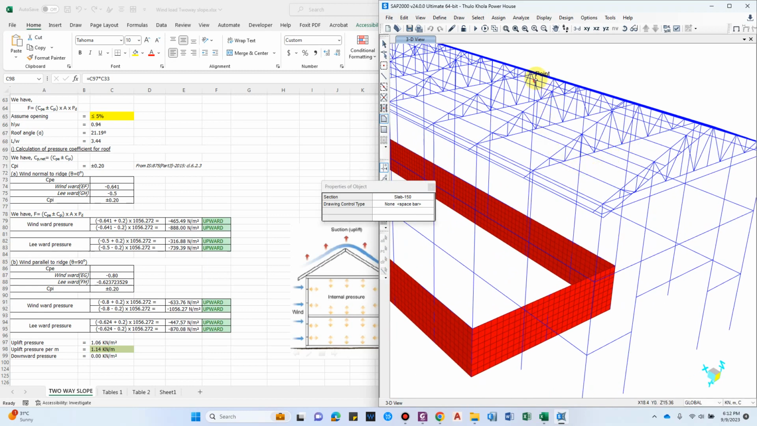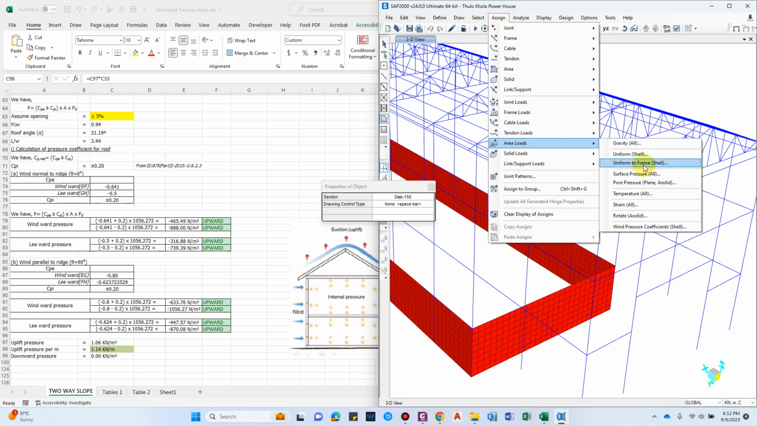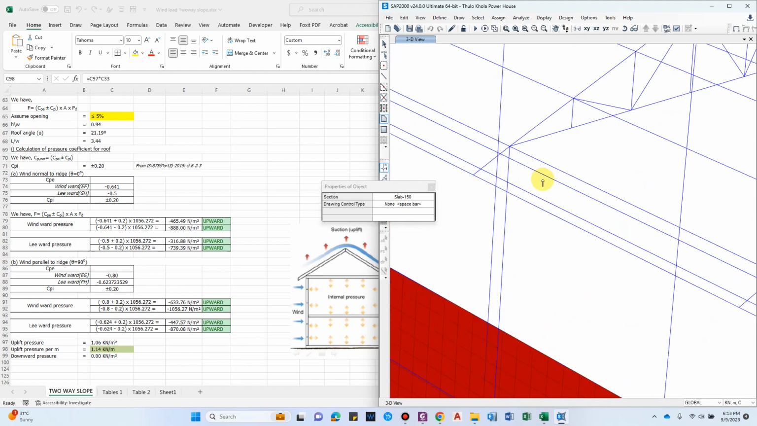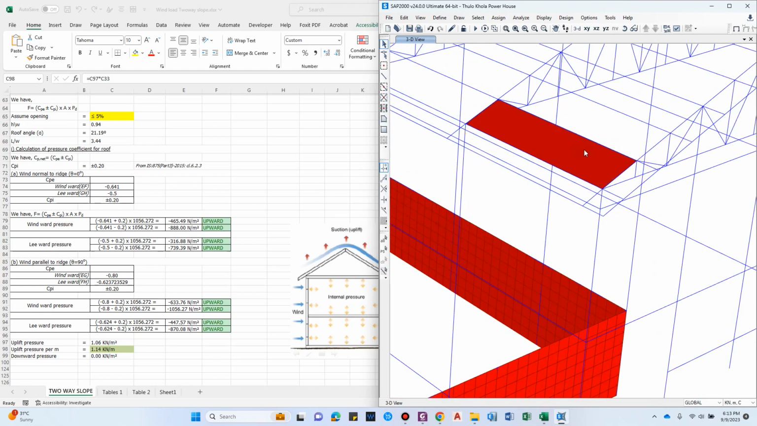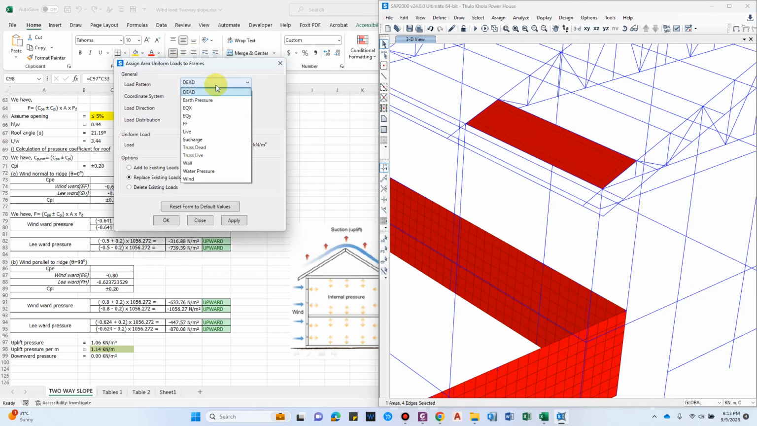So basically if we are using ETABS, then we don't have the option of assigning the area load as uniform to frame. In that case we just have the option of uniform to cell. So we might have to go for the uniform load as the frame load if we want to directly apply on the purlins. So for now let me show you the way. We'll apply this as a wind load, coordinate system as local.